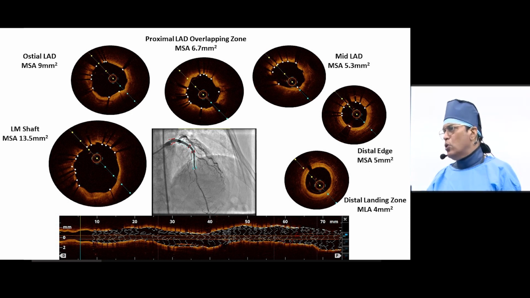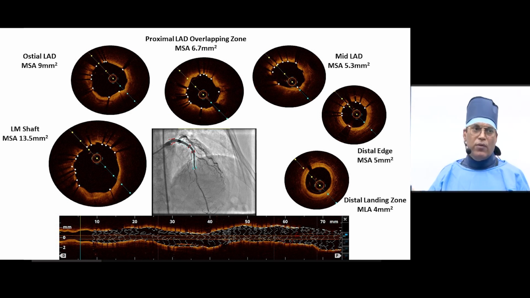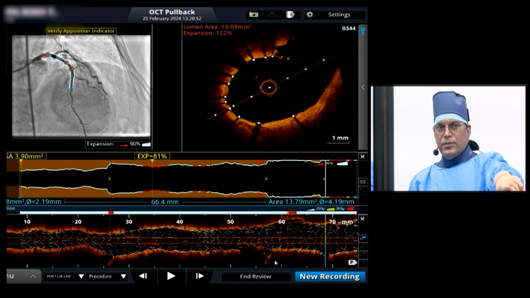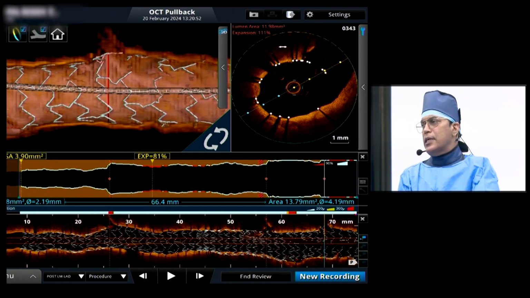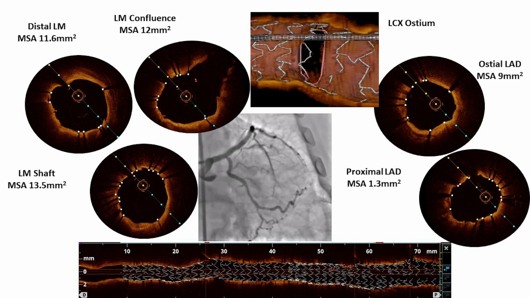Though OCT showed 80%, 81% expansion in some areas, which is also acceptable. Suppose if less than 70%, that is under expansion. But here the mean stent area, if you see, is more than 5.5. You see the LCX ostium also nicely patent, nicely opened very well. No struts across.